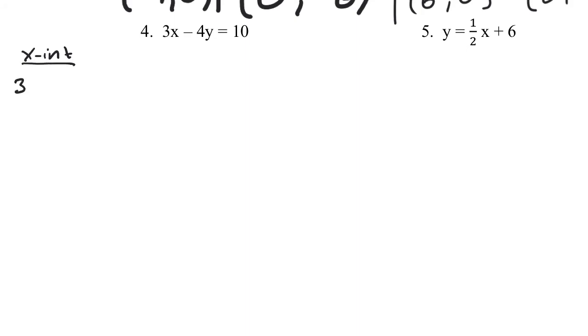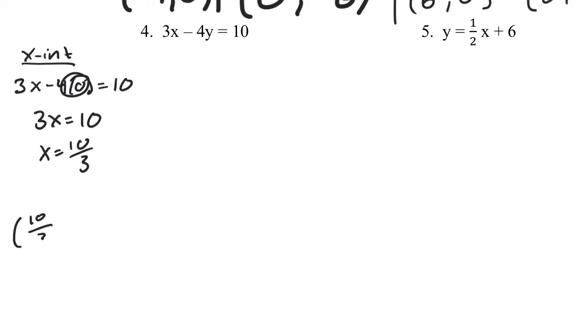So we have 3 times x minus 4 times 0 equals 10. Well, 4 times 0 is just 0, right? 3x minus 0 is just 3x. So we have 3x equals 10. Divide both sides by 3. x equals 10 thirds. Remember, fractions are okay. We're just going to leave them as fractions. We don't want to be rounding. So we have 10 thirds, 0.